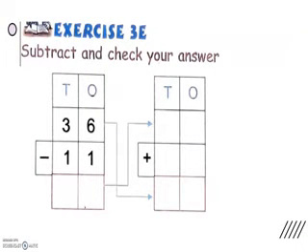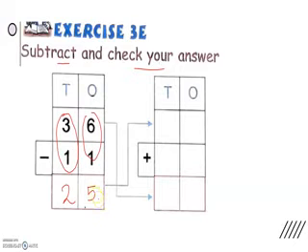We can do some problems. Exercise 3E. Subtract and check your answer. Here we have 36 minus 11. We know to subtract: 6 minus 1 is 5 and 3 minus 1 is 2. We have 25 as the answer.